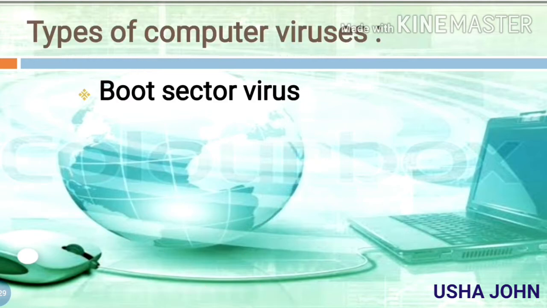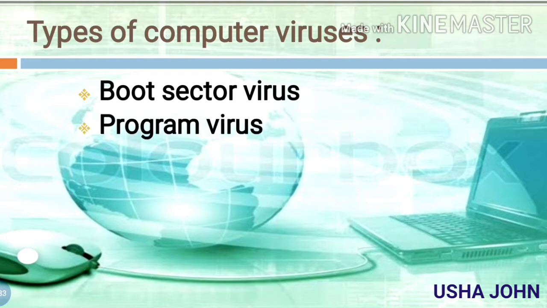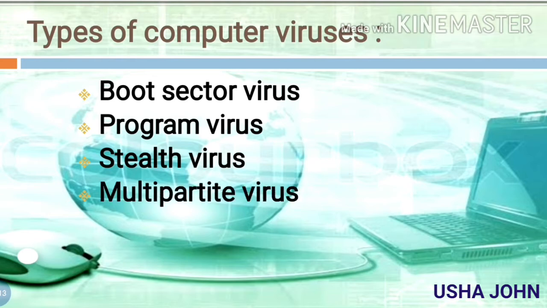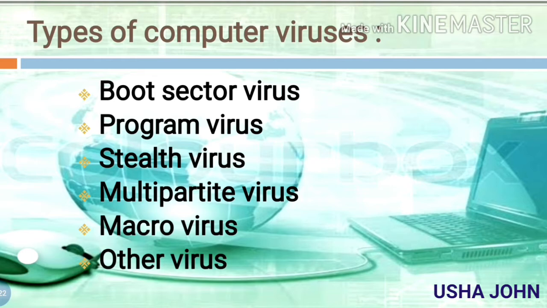Next, we are going to discuss types of computer viruses. Here we discuss a few computer viruses. The different types of computer viruses can be classified on the basis of origins, techniques, types of files they infect, where they hide, the kind of damage they cause, and the type of operating system and platform they attack. Based on these things, computer viruses can be classified. Here we discuss a few viruses: boot sector virus, program virus, stealth virus, multipartite virus, macro virus, and other viruses. So many computer viruses we have. Here we discuss these few viruses.